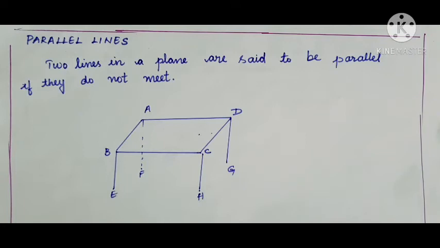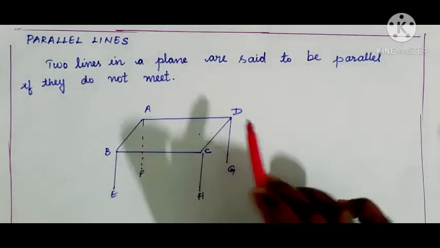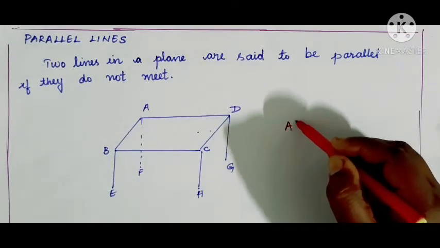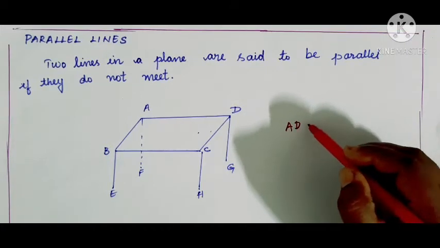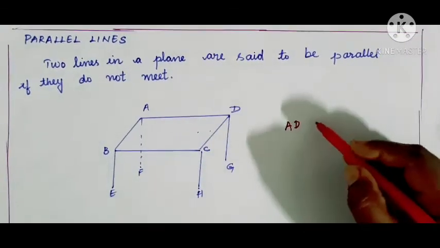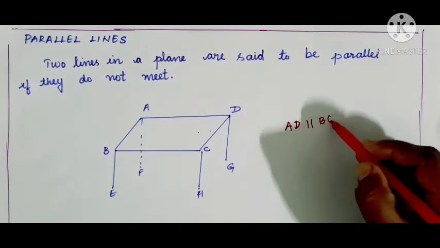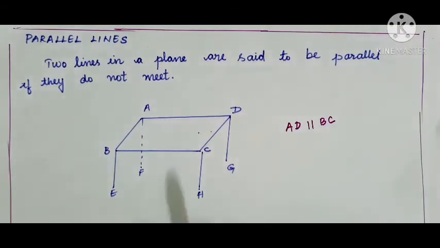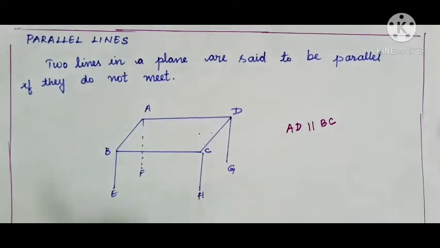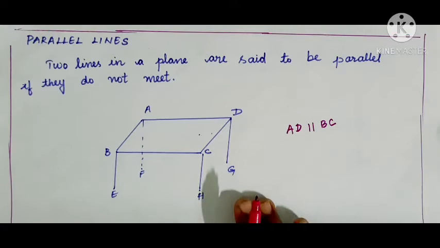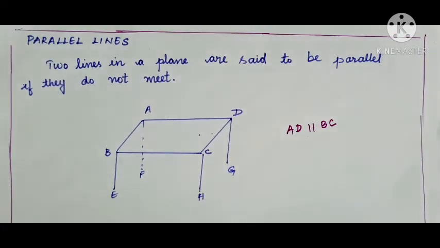That is very clear. But these 2 lines, AD is parallel to what? BC. AD is parallel to BC. Right? These lines are parallel. Is it clear? Yes? Fine. So now you can understand what parallel lines are, isn't it?